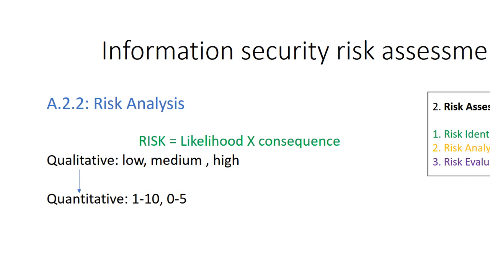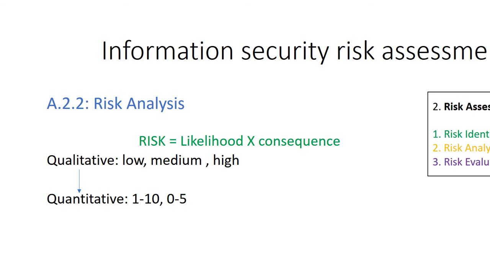Typically there are two major ways of measuring likelihood and consequence, and that is qualitative or quantitative. In case of qualitative, we just define it using low, medium, or high. And in case of quantitative, we use a scale, like let's say 0 to 5, 1 to 10. Basically quantitative is more like a figure. We use numbers to define it.